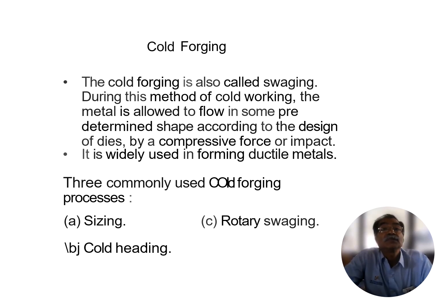Sizing is the simplest form of cold working. It is the operation of slightly compressing a forging and then casting a steel assembly to obtain close tolerances and flat surface. Cold heading is a process extensively used for making bolts, rivets, and other similar headed parts. It is usually done on a cold header machine. Rotary swaging is a method used for reducing the diameter of round bars, using rotating dies.